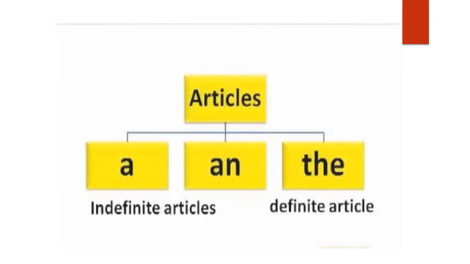So the articles consist of indefinite articles and definite articles. In the indefinite articles we have two. We have a and an. And the definite article we have just one. We have the. First we are going to deal with a and an, which are indefinite articles. هما أدوات غير معرفة.